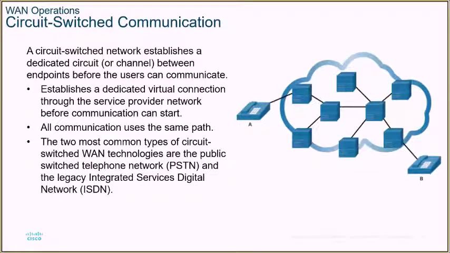Okay, so circuit switched communication. The network establishes a dedicated circuit or channel between endpoints before the users can communicate. So this is like your traditional telephone. It establishes a dedicated virtual connection through the service provider network before communication can start. All communications use the same path. The two most common types of circuit switched WAN technologies are the public switched telephone network, sometimes called POTS, plain old telephone system, and then another legacy technology called ISDN, which was supposed to replace POTS but never really did because it was never really affordable. These actually reserve the resources through the network to get from one site to the next. So of course that's the dialing wait when you use the old POTS telephones.